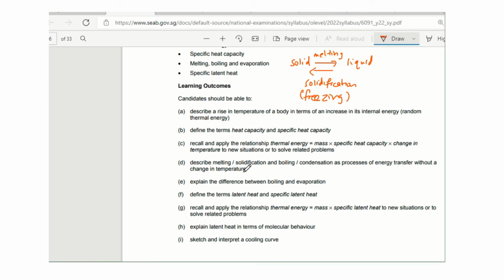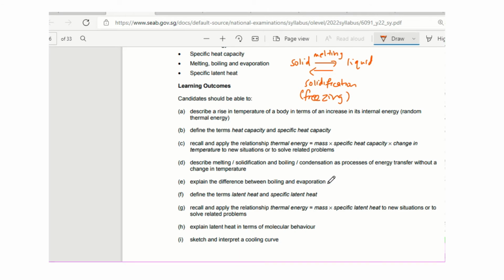Next, you need to be able to explain the differences between boiling and evaporation. So boiling occurs at a fixed temperature. So for example, the boiling point of water is 100 degrees Celsius under standard atmospheric pressure. But evaporation can take place at any temperature. So on a hot day, there'll be evaporation. On a cold day, there'll be evaporation, though there'll be less. Okay, boiling occurs throughout the liquid.